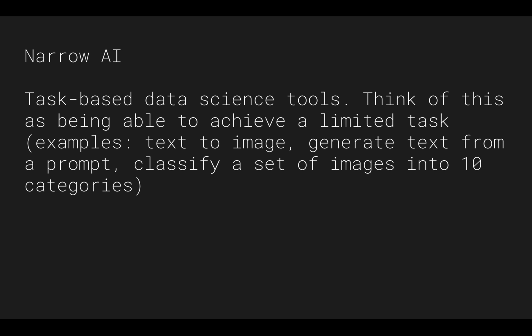Instead, what we're going to talk about mostly in this class is what we call narrow AI. And narrow AI is really more task-based. Previously I've talked about this as one tool for one specific purpose.